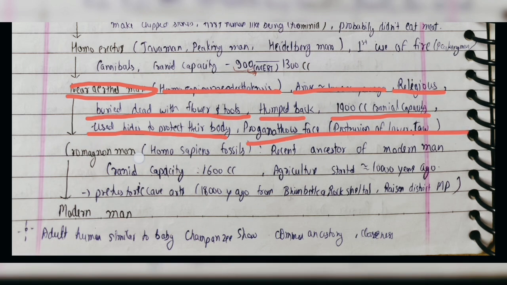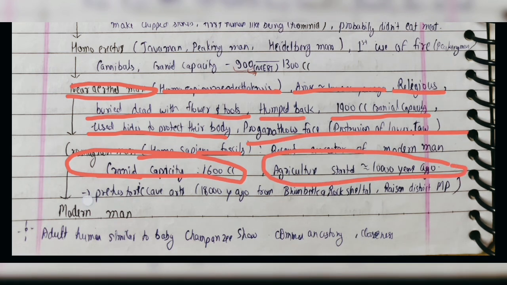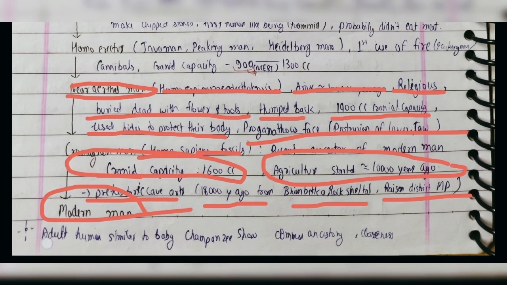Next in line after Neanderthal man comes Cro-Magnon man, who were the recent ancestors of modern humans, or can also be said to be Homo sapiens fossils. Their cranial capacity was around 1600 cc, and around that time agriculture also started, around 10,000 years ago, and they were also known for prehistoric cave art, like the 18,000 year old art from Bhimbetka rock shelter in the Raisen district of MP. Last in line comes modern man, which is the current human.